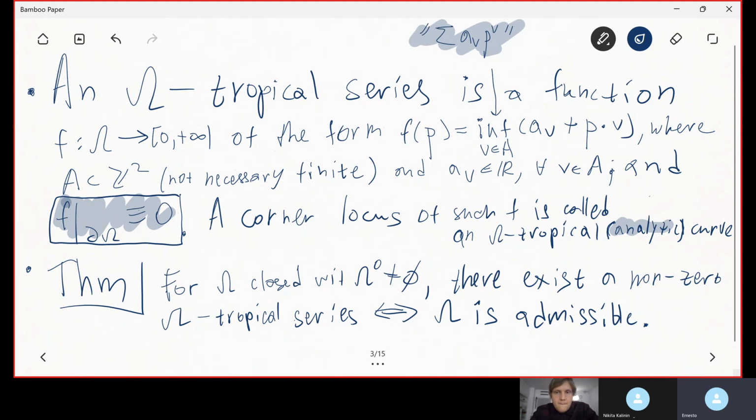Here it's tempting to try to ask a question that I don't even know how to ask. Just like tropical curves are analogs of classical algebraic curves, or analytic curves, here, with this admissibility condition, one would like to ask, what is a classical analog? I don't even know how to ask that question.